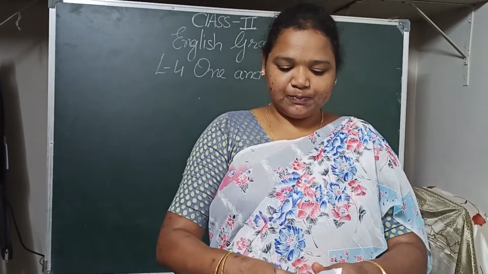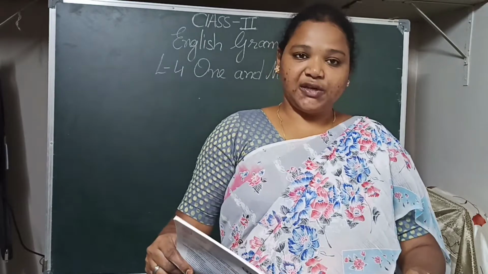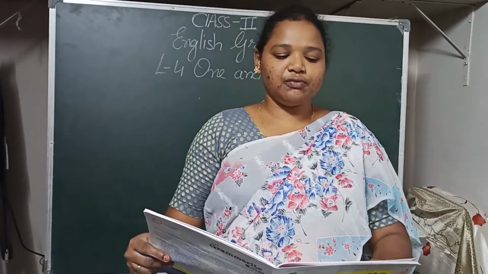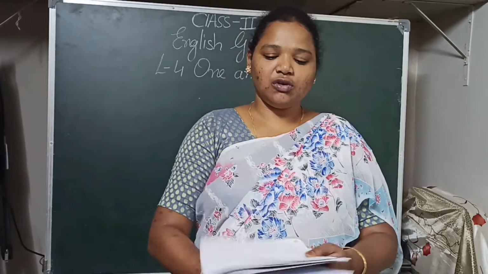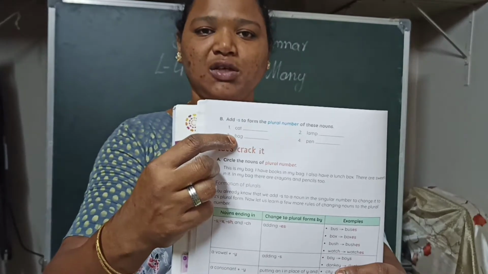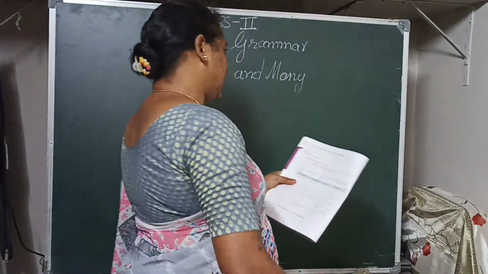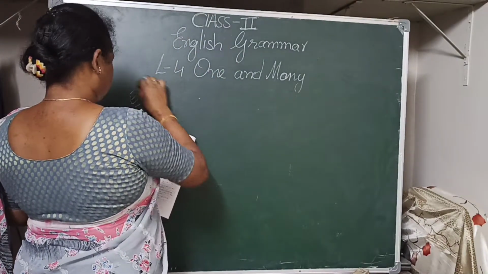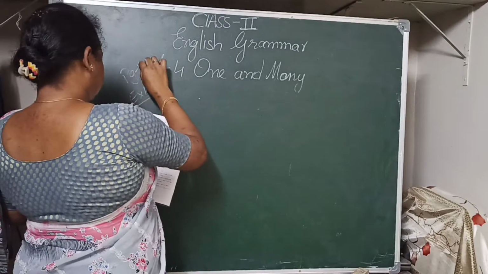Turn the page, children. Turn to page number 16. So add s to form the plural number of these nouns. So we have to add only s to the given nouns to form plural forms. Okay. First one, I'll write it on the board. Exercise B. Page 16.